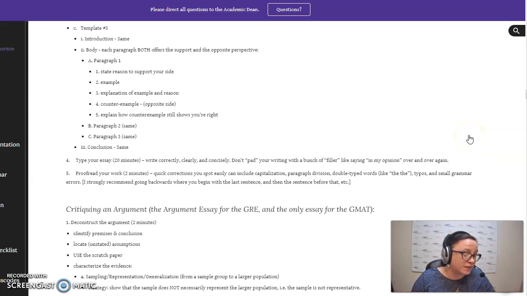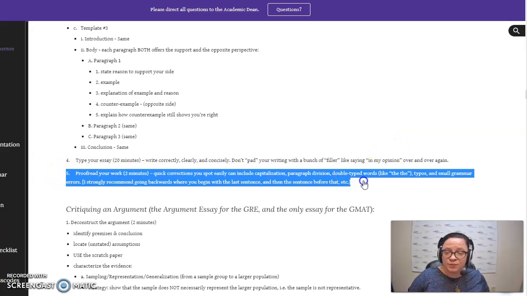If you've ever read student essays, you'll find some of them have these bad habits, and you just need to give them that individual attention and guidance to help them overcome bad habits like that. The last 2 minutes of the 30 minutes they have for that argumentative essay is to do that quick proofreading.